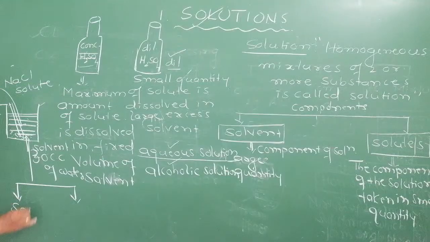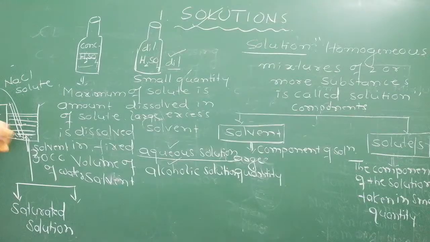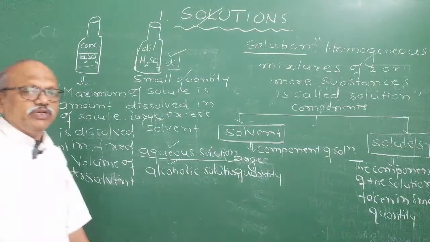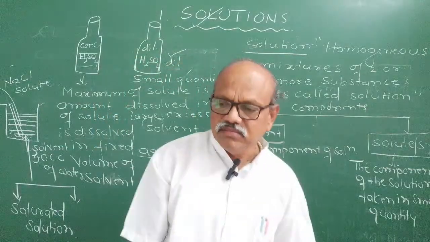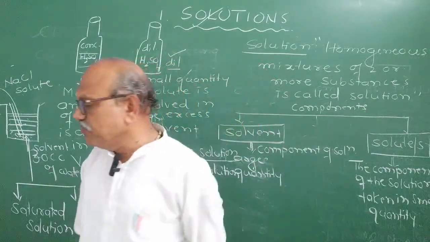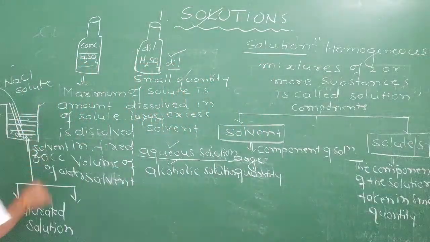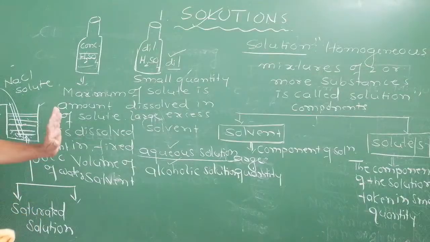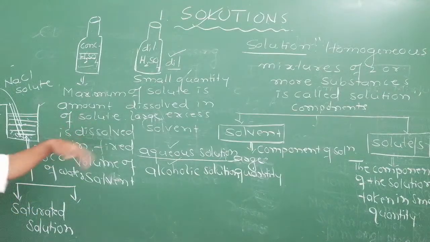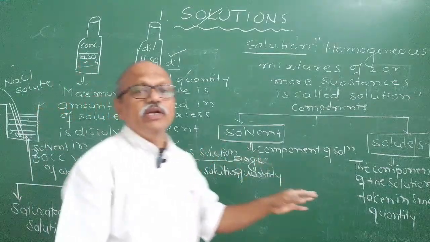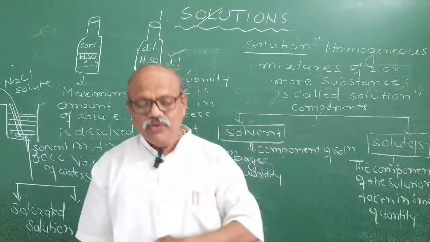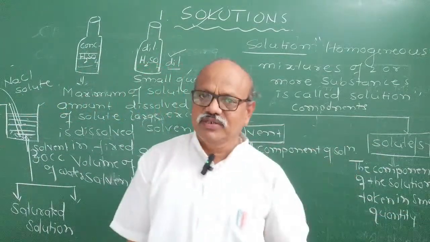One is called saturated solution. What is it called? Saturated solution. What do you mean by saturated? Means trupti. Suppose your capacity of eating is 5 idlis. After eating 5 idlis, what do you say? You say, no, my capacity is over. I cannot eat any more idlis. Means your stomach has reached saturation.